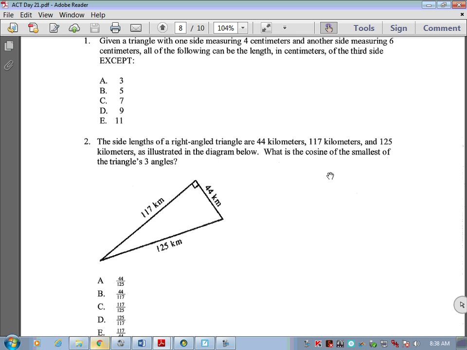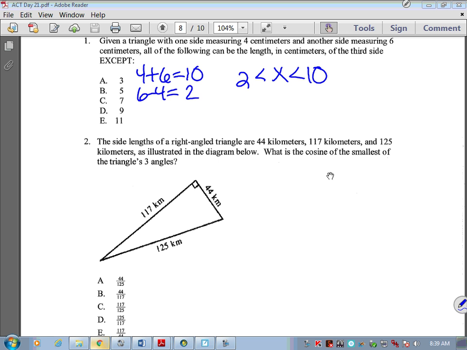Okay, so if I know that I have 4 and 6, what we're saying here is that the x has to be less than the sum of 4 and 6. Well, 4 plus 6 is 10, so x has to be less than 10. But 4 plus x has to be greater than 6. So it has to be greater than 2. It can't be equal to it. The 2 sides can't add up to be equal to the third side. Do you follow me?